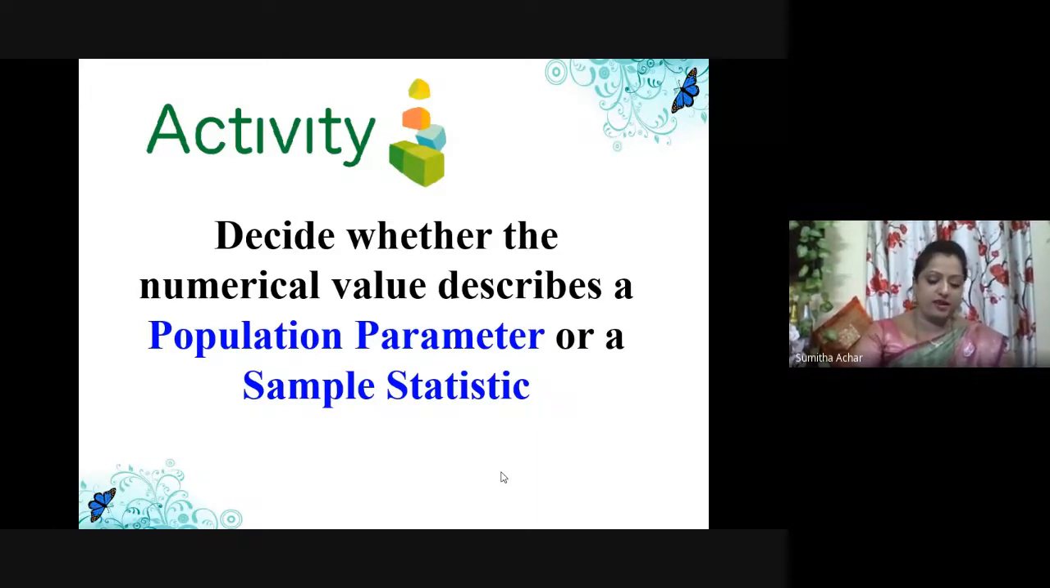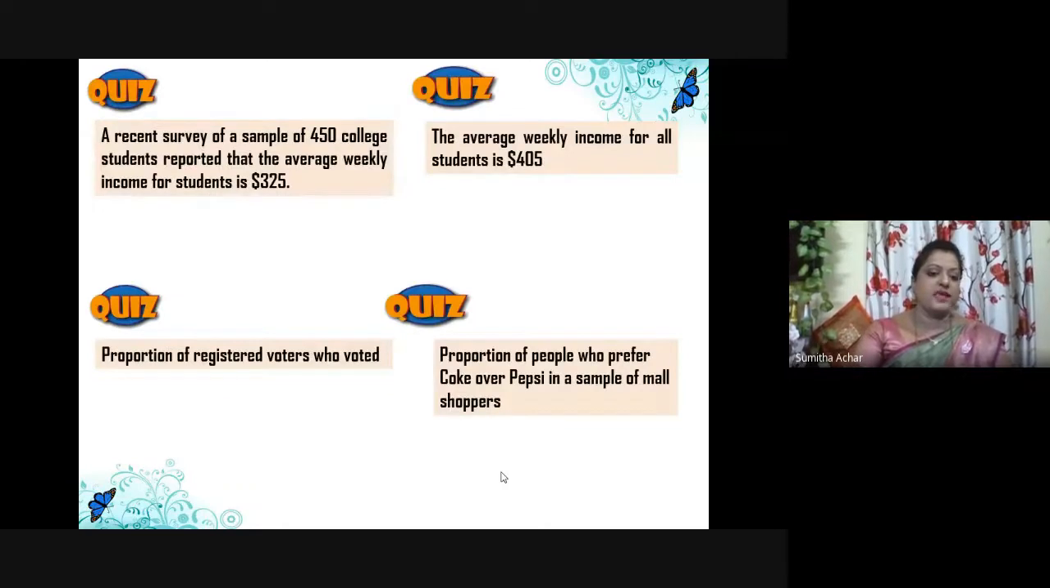So I'm sure all of you are ready about this. So there are 4 questions on the screen here. I'm sure all of you can see this, right? The first one: a recent survey of a sample of 450 college students reported that the average weekly income for the students is $325. I'm sure you can understand from this. Am I talking about a population or am I talking about the sample study here? What's the answer?